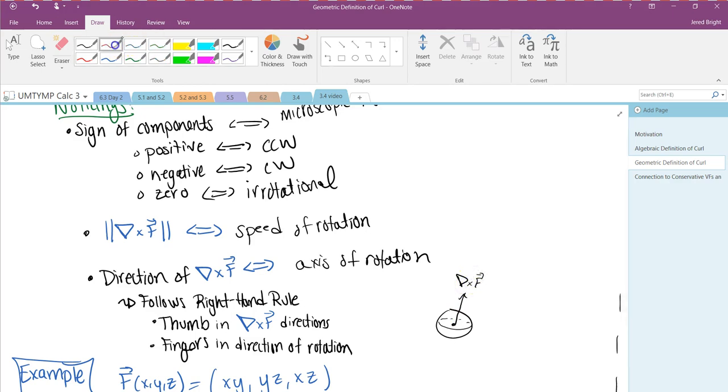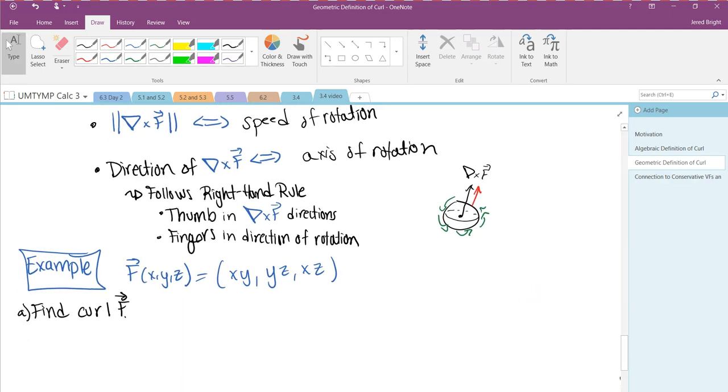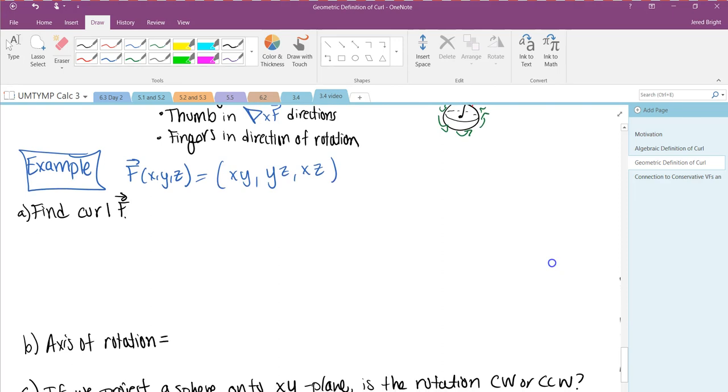So you would put your thumb in this direction, and then your fingers would sweep around the ball in this direction, counterclockwise as viewed from the top of this vector. So it's kind of interesting. Just make sure to do it correctly. But anyway, time for an example.